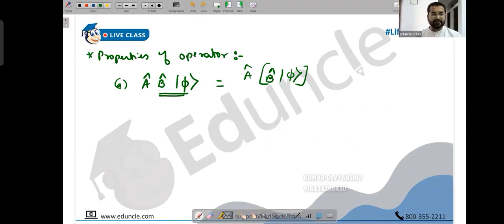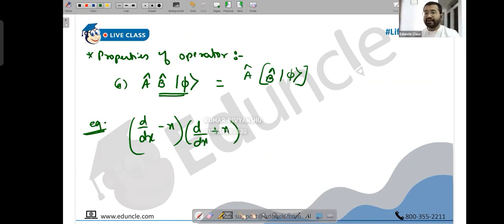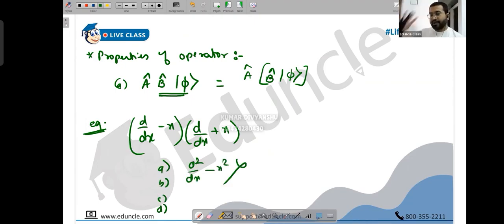Never. I will take an example right now, a very good, very popular example. We have an operator d by dx minus x. It is d by dx minus x into d by dx plus x. A very popular example. They have asked this in various entrances already: HCU, BHU, JNU, whichever you see, they have asked this question. They will ask you what is the value of this, and they will give you 4 options. Most of you are going to mark d square upon dx square minus x square, which is wrong. I'm telling you this already.